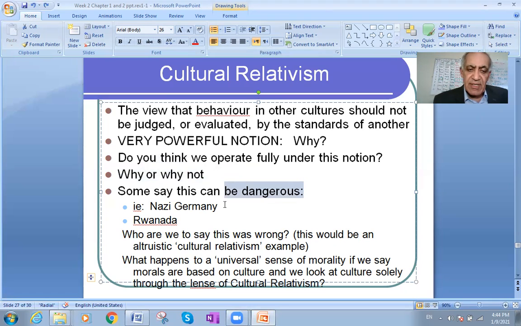Some say this can be dangerous. Of course, Nazi Germany, Rwanda, all this. Who are we to say this was wrong? This would be an extreme cultural relativism example. So based on your knowledge, don't judge all people as having to be like you. This is what we call relativism. Don't judge others based on your own norms. Everyone has a specific place, a free zone of beliefs, values and norms which differ from others.